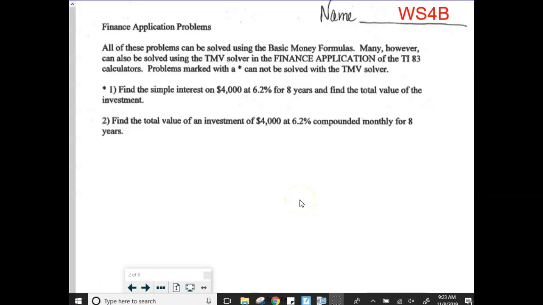All right, we're on worksheet 4B. We're using that TVM solver when applicable. And you'll find out that some of our problems that we used to do in Algebra 2, you can do on the TVM solver now if you prefer. The TVM solver, though, has to be used on any sort of annuity where you're depositing money every so often, or if you're taking money out every so often because you're paying something off.